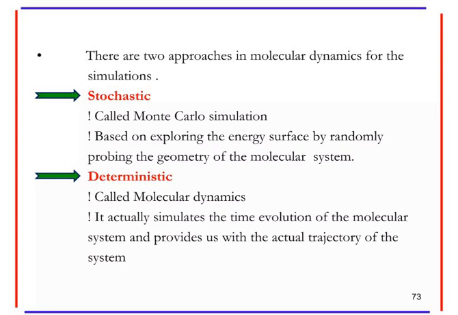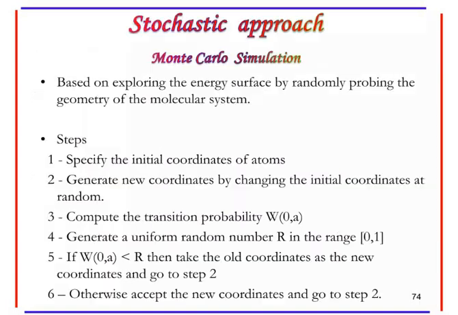Now, the deterministic approach, called molecular dynamics, actually simulates the time evolution of the molecular system and provides us with the actual trajectory of the system. The stochastic approach, Monte Carlo simulation, is based on exploring the energy surface by randomly probing the geometry of the molecular system. Steps: specify the initial coordinates of the atoms, generate new coordinates by changing the initial coordinates at random, compute the transition probability, generate a uniform random number R in the range, and otherwise accept the new coordinates and go to step 2.